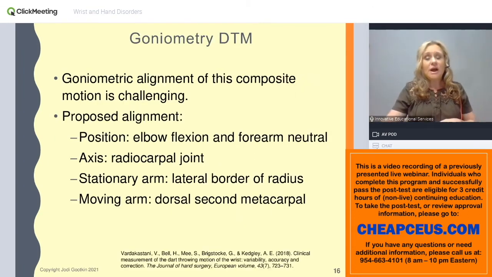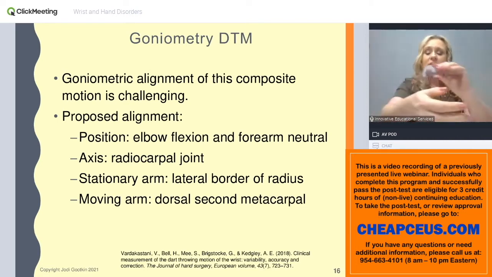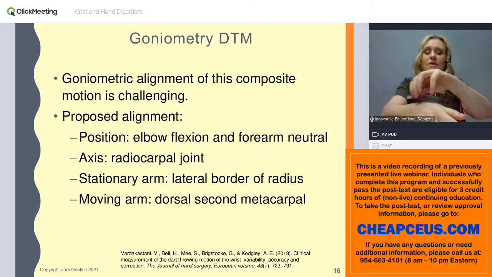In terms of goniometry for this motion, the research isn't there yet. They're still trying to figure out the best way to measure it. One recommendation was, when utilizing the goniometer, to place it along the radius and then along the second metacarpal and kind of measure in that diagonal position.